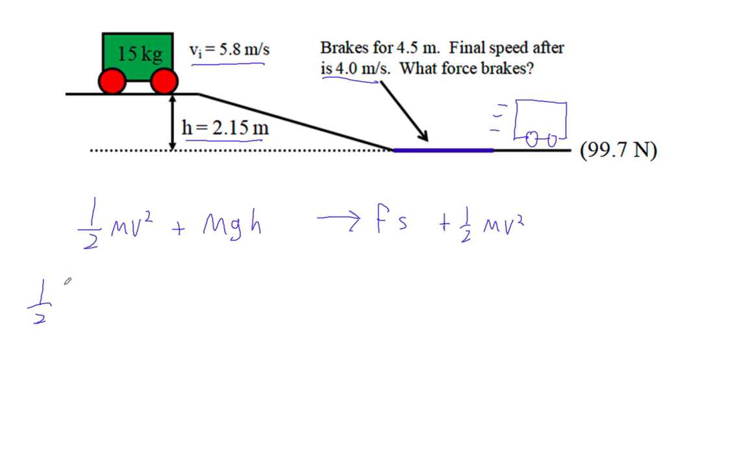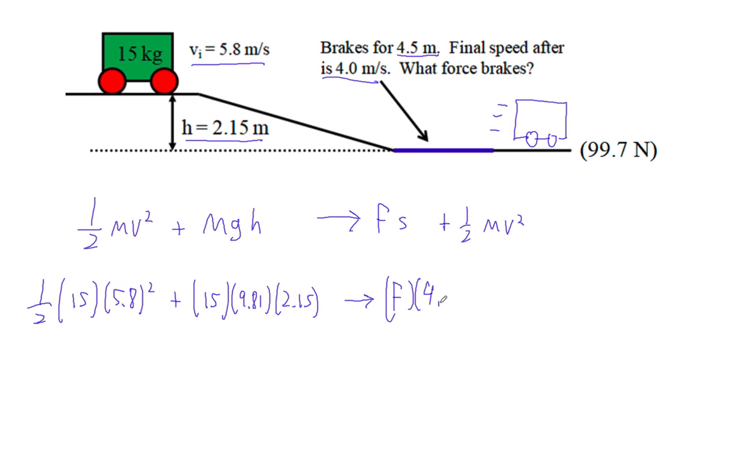There's a short version of that. Let's see. And then 2.15. And then that turns into a force that we don't know. And then our distance is 4.5 meters. 4.5 meters, and then plus 1/2, and then 15. And then the velocity is now 4 meters per second after that. So we'll put 4 squared.